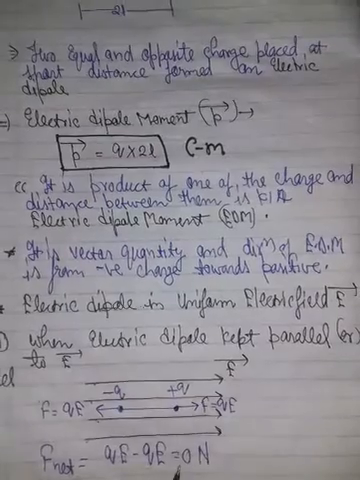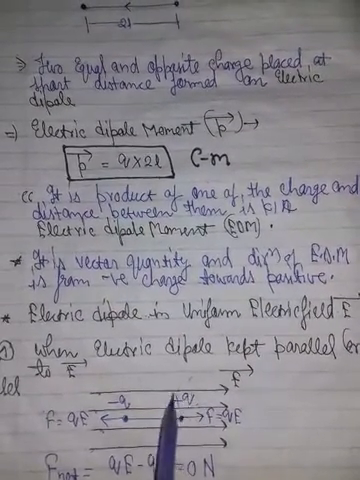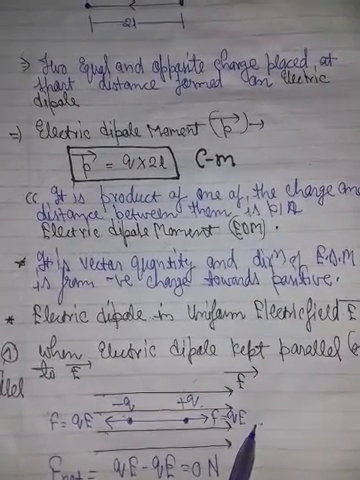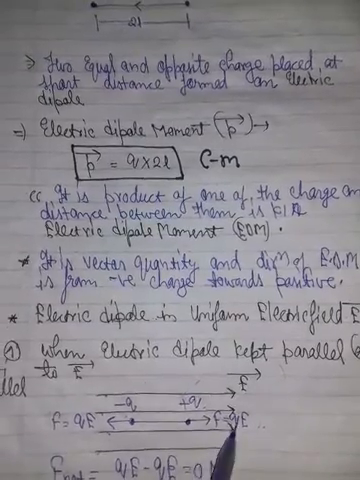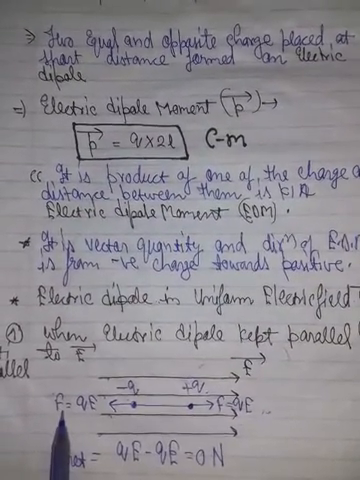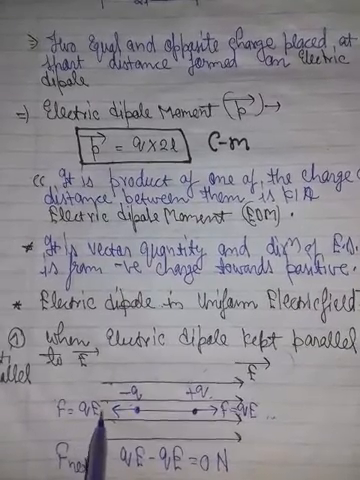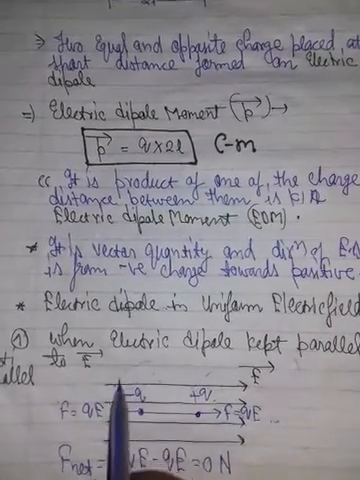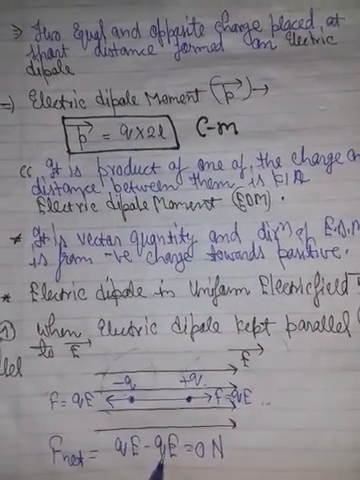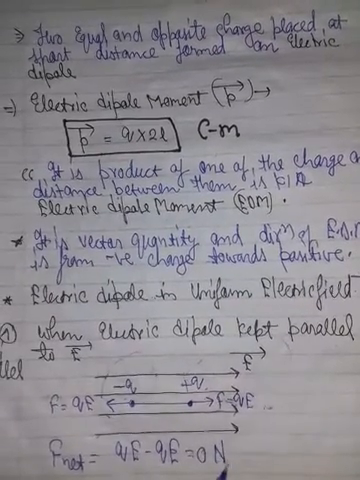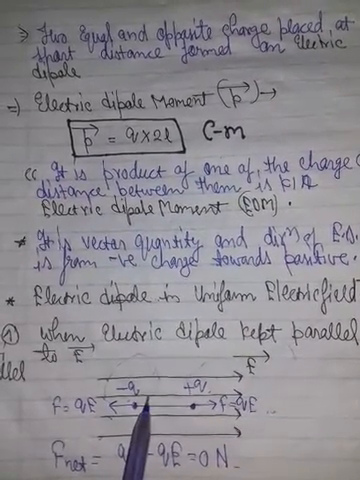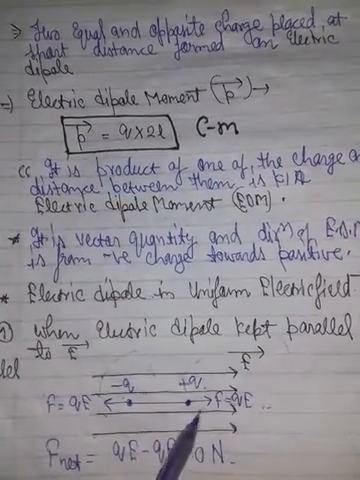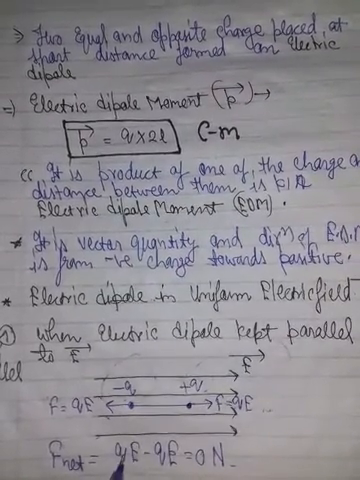There is a uniform electric field, with a positive charge and a negative charge. The electrostatic force is applied in the direction of the electric field because it is a positive charge, F equal to Q into E, and the electrostatic force F equal to QE is applied in the opposite direction of the electric field for the negative charge. So the net force is QE minus QE, that is 0 Newton. It means when a dipole is kept in a uniform electric field, it does not experience any electrostatic force.